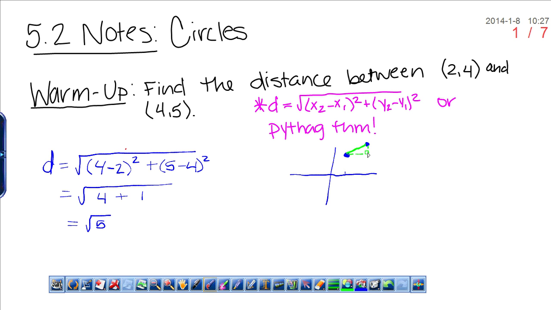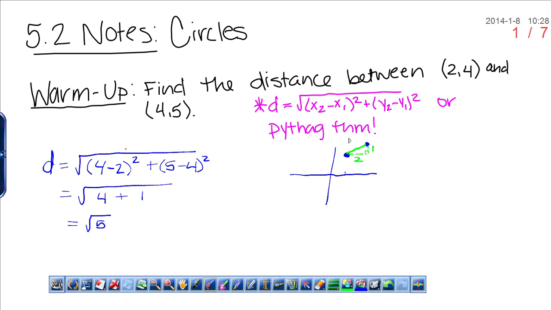Okay, so think about it. The horizontal leg would basically just be the change in your x's, right? We started at an x value of 2 and we went to an x value of 4. So what did this become? This side length would be 2. Do y'all see that? Here, we end with a y value of 5. What y value did we start with? 4. So what's the distance between this? 1.